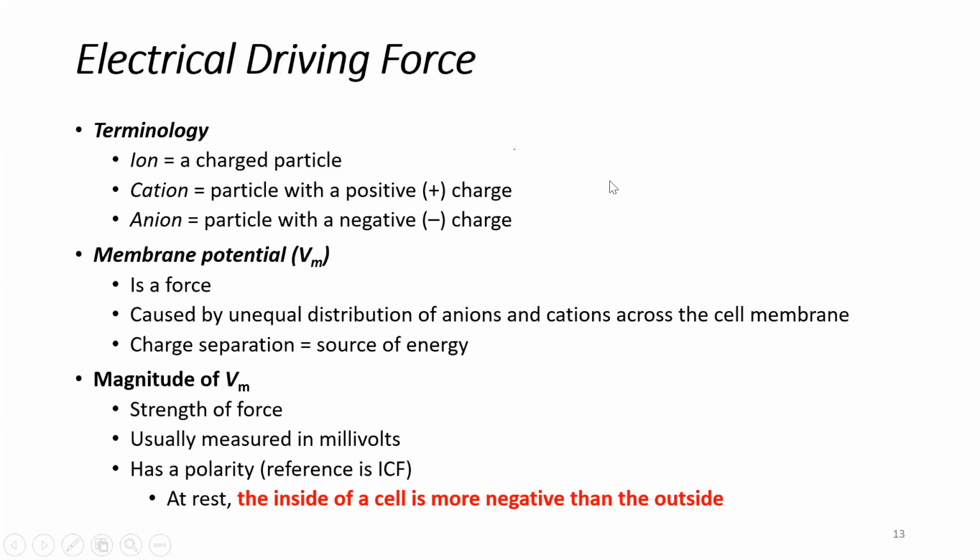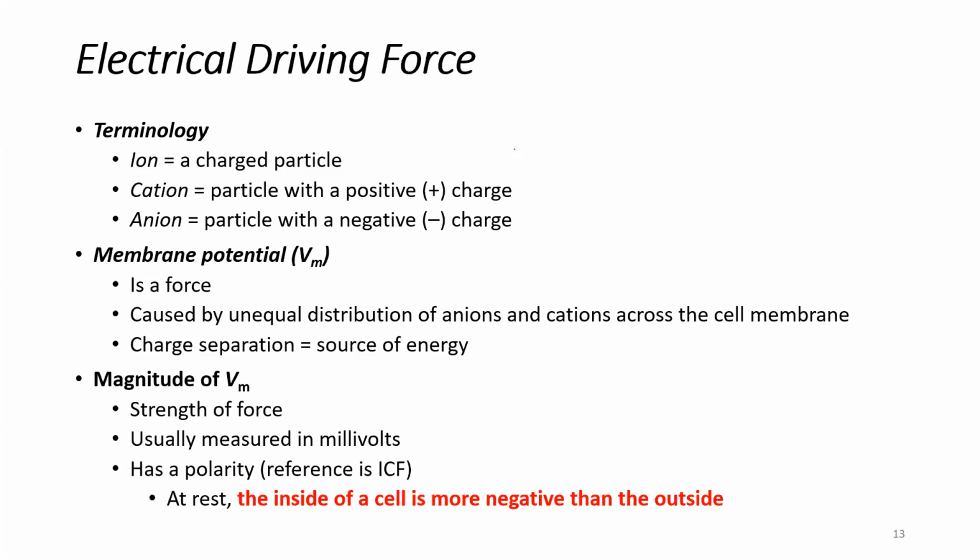We also want to describe what the word membrane potential means. Membrane potential is represented by this large V and then a small m. This is another force. This is the force of the electrical driving force. This is really caused by the separation of charge across a membrane. So if you've got anions inside the cell and cations outside the cell, you have an unequal distribution of charge across that membrane. This separation, this unequal distribution of charge is an energy. It's a force, it has the potential to do work. That's why we call it a membrane potential.